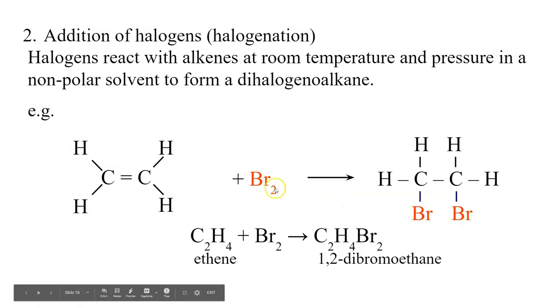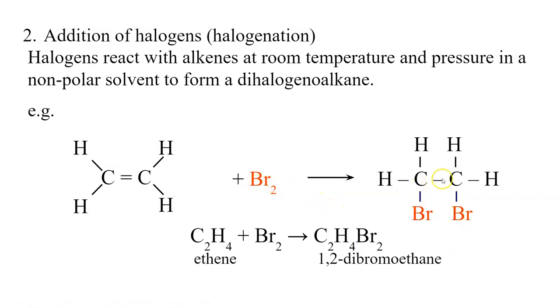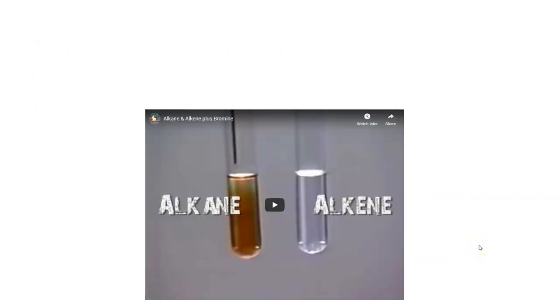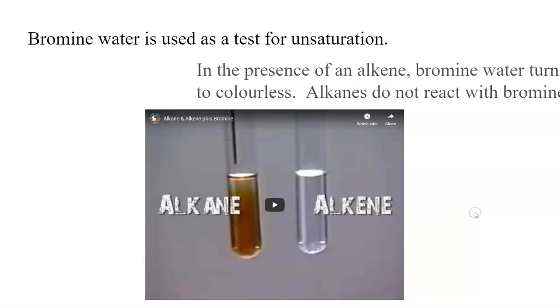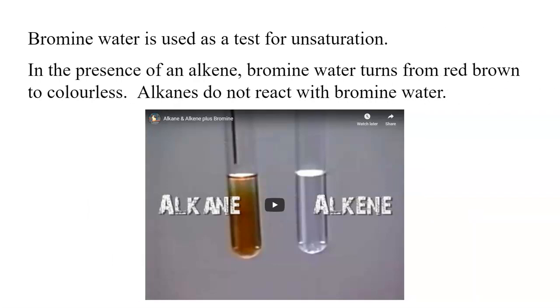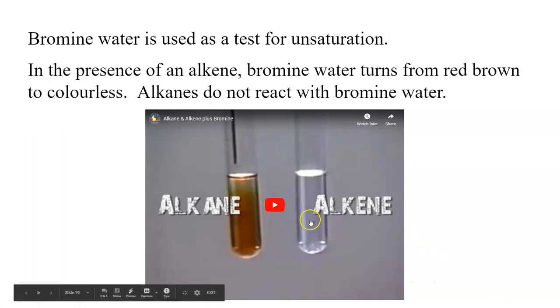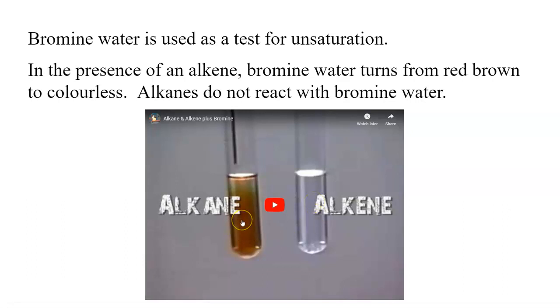Okay, again, the reaction has occurred at the double bond, nowhere else in the molecule. And if you want to go onto the presentation and watch the video, feel free. It's not very exciting. All it does is show you that bromine water can be used as a test for unsaturation, and with an alkene, the bromine water turns colourless. With an alkane, the bromine water does not react. So it stays that reddish sort of brown colour.